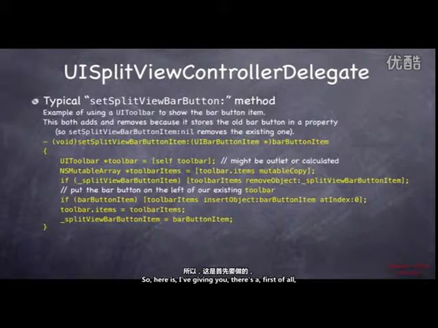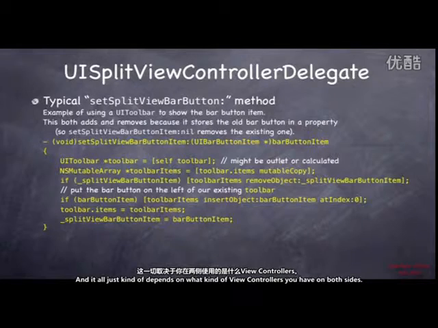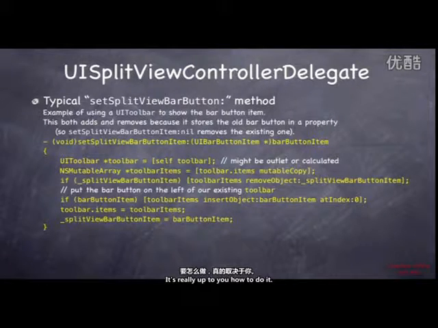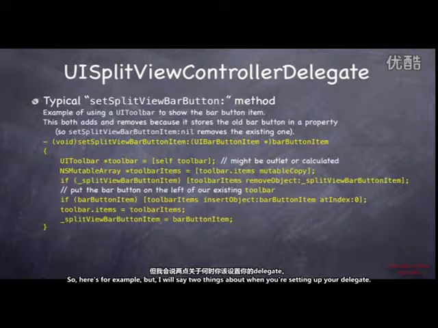Here I've given you, first of all, I should say there are a lot of ways to implement split view delegates. It all depends on what kind of view controllers you have on both sides. You might have navigation controllers on one side and something with a toolbar on the other side. It's really up to you how to do it. So when I give you some examples of how you would do this, it's more to give you a feel for how it would be done rather than saying, this is the way you implement a split view delegate.